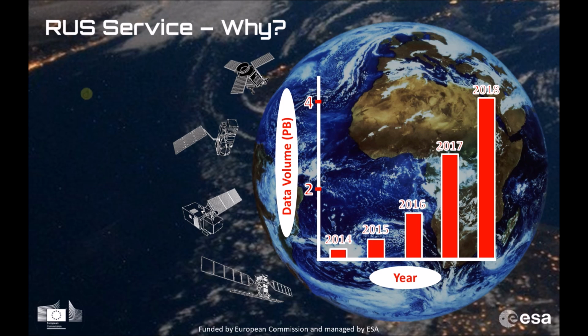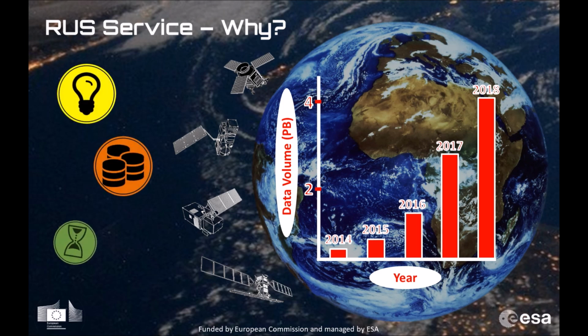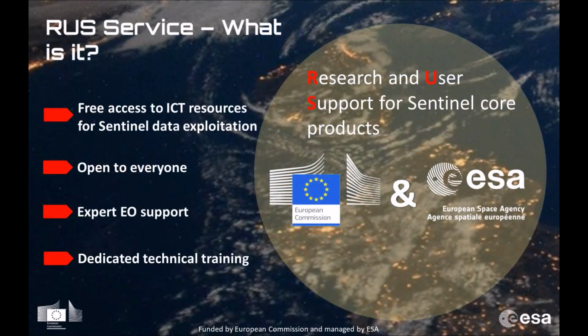So basically, in the end, we faced three main issues, which is knowledge, storage, and processing capacity. And the RUS service is trying to respond to all of these and give people the ability to work with the data, explore the data, exploit the data, and create new services, showing how the data can then be used. So the main purpose of it is basically to help users to increase the uptake of Copernicus data, Sentinel data.